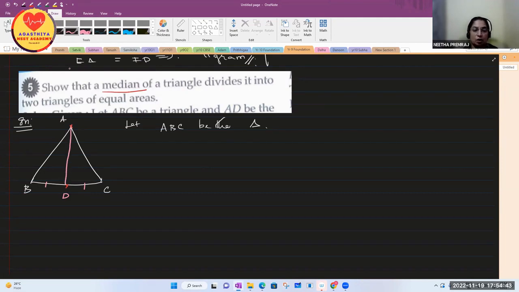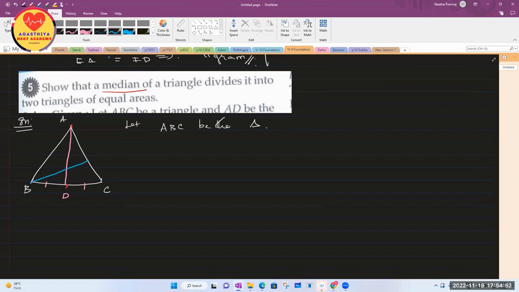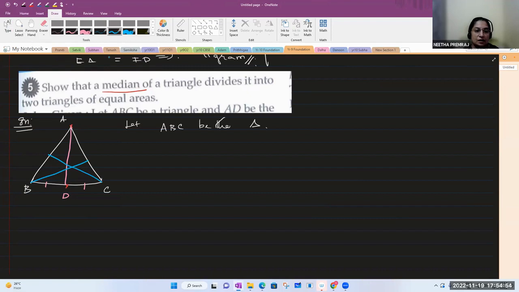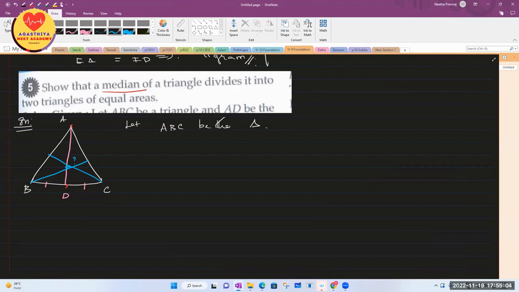So how many medians can be drawn? We can draw 3 medians. This way you can draw one median, and this is another way. The point of intersection of the medians, what is the name of this point? Centroid, ma'am. Very good.